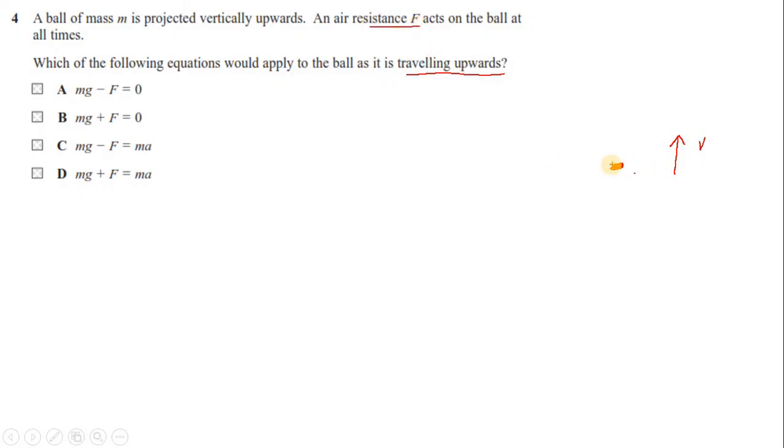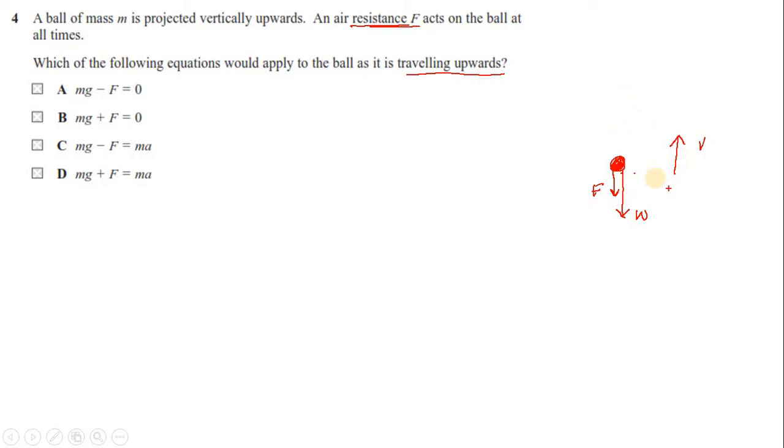That means on this ball you can visualize there must be two forces acting. One is the force acting downward, which is the weight of the ball, and of course there is air resistance, and air resistance is always in the opposite direction. That means air resistance is also acting downward. So this is force F, and there is no other force other than these two. So these two forces are acting on this object and it is going upward.